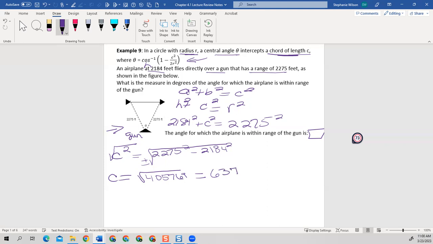All right, so now we know what c is, but we are talking about half the distance. We're having to double it, right? Because of the squaring. So I'm going to say, okay, c is equal to that 637 plus the 637. And that gives me 1274. Now that I know all of that, I know what the chord is, I can plug it into my formula.